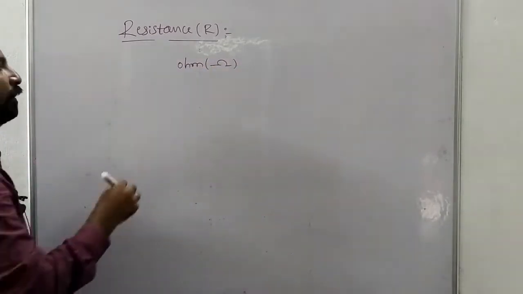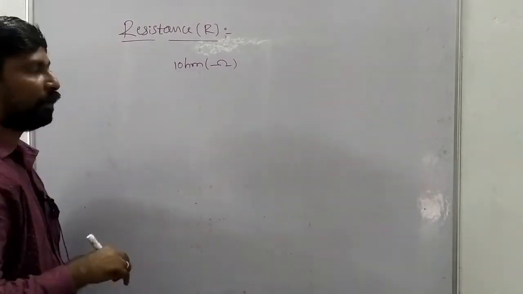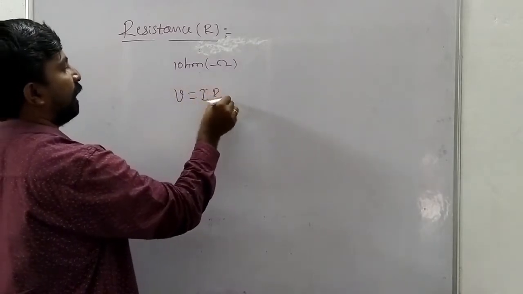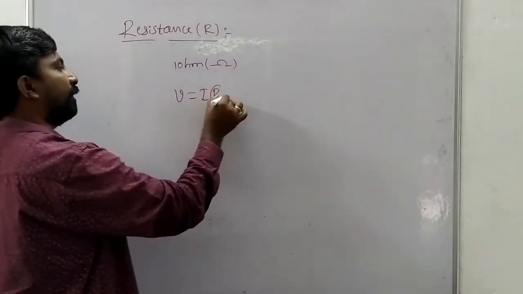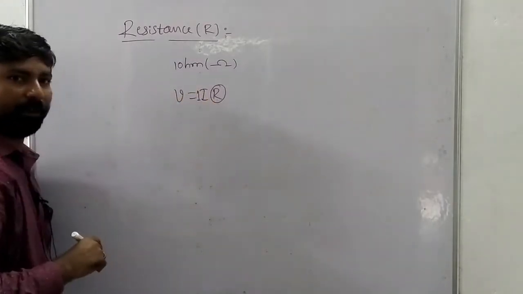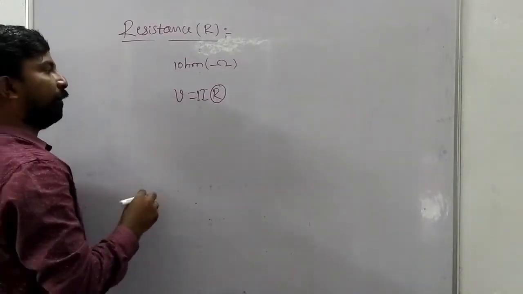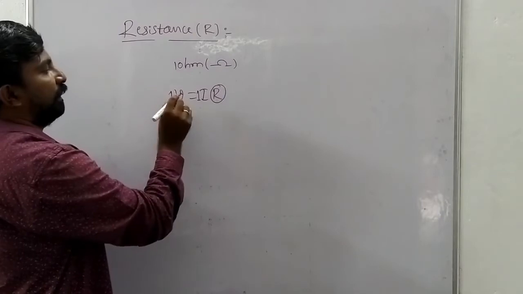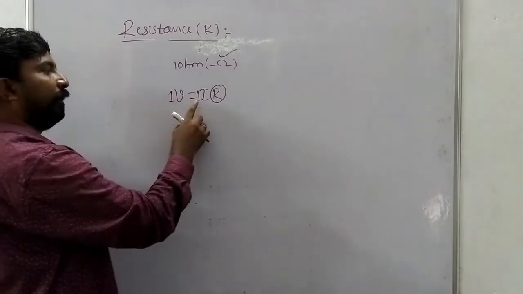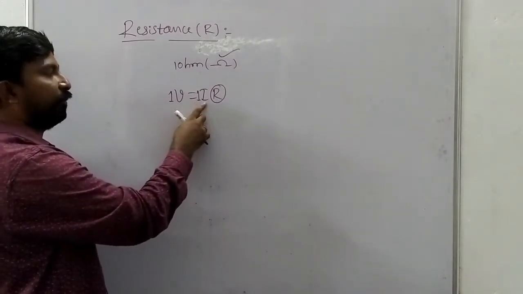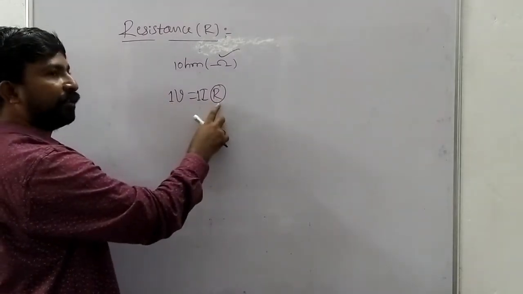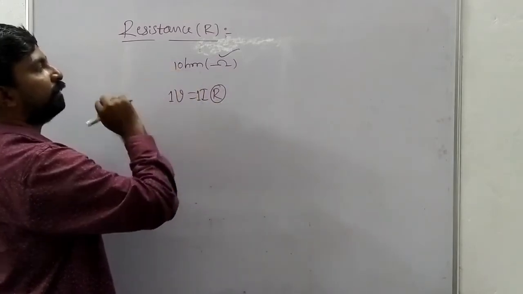How to define ohm? Already you know Ohm's law, that is V is equal to IR. The SI unit of resistance is ohm. If 1 ampere of current is flowing through a conductor on applying a potential difference of 1 volt, then the resistance of the conductor is said to be 1 ohm. Once again, if 1 ampere of current is flowing through a conductor on applying a potential difference of 1 volt, then the resistance of the conductor is said to be 1 ohm.